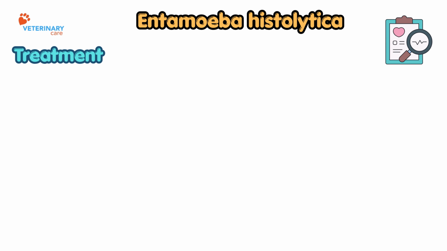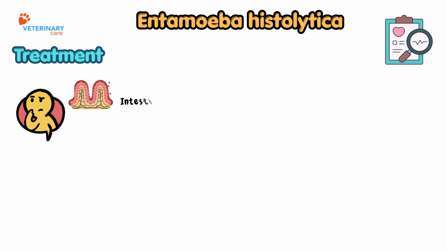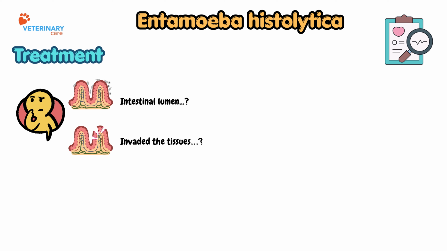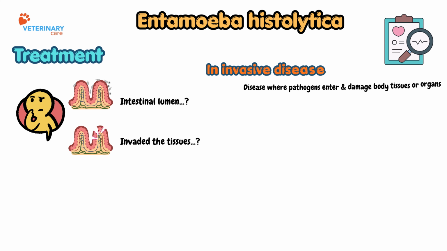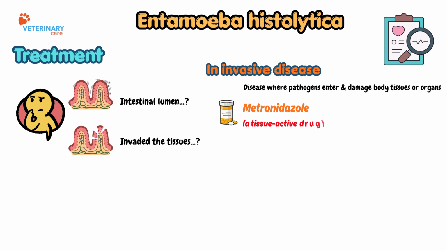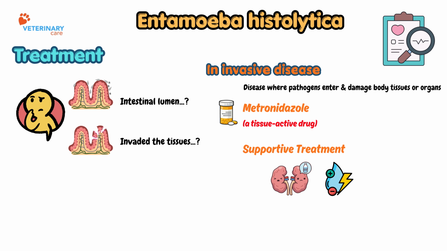Treatment depends on whether the parasite is only in the intestinal lumen or has invaded the tissues. In invasive disease, a tissue-active drug such as metronidazole may be used. In severe cases, supportive treatment may also be needed to correct dehydration, electrolyte loss and weakness.